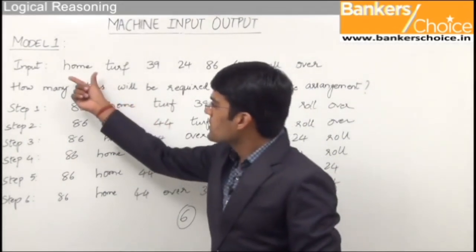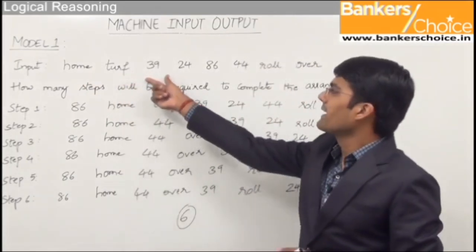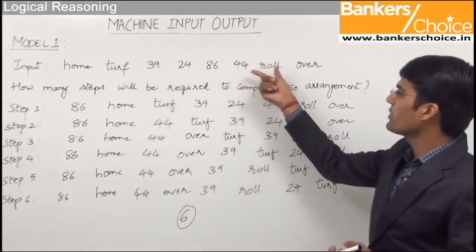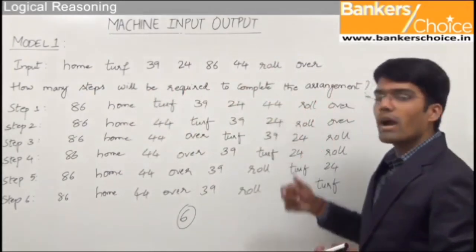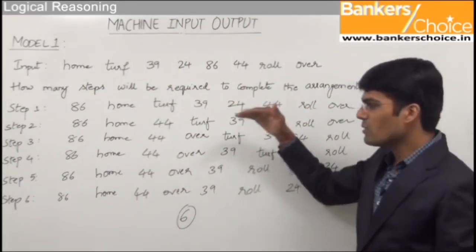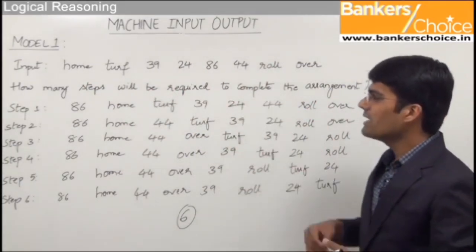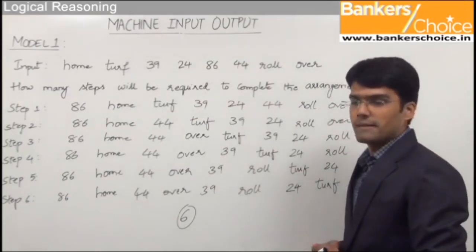The given input is home, turf, 39, 24, 86, 44, roll, over. And the question is, how many steps will be required to complete the arrangement? So without writing these steps, let us now see how we can solve this in a simple manner.